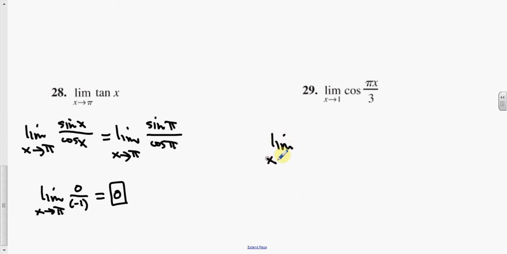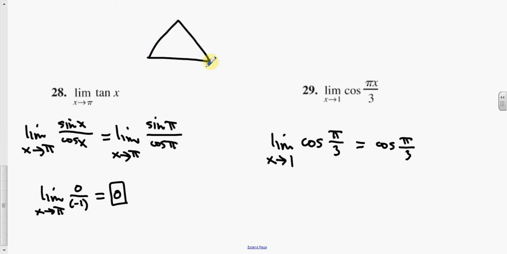the limit as x approaches 1. We're going to go ahead and just plug in x equal to 1. So this gives us cosine of pi over 3. And cosine of pi over 3 is a constant. Limit of a constant is a constant. So this just gives us cosine of pi over 3. Now, if you're like me, you don't keep a calculator on you and you kind of get rusty with your unit circle. So I just employ what my instructor gave me years ago.